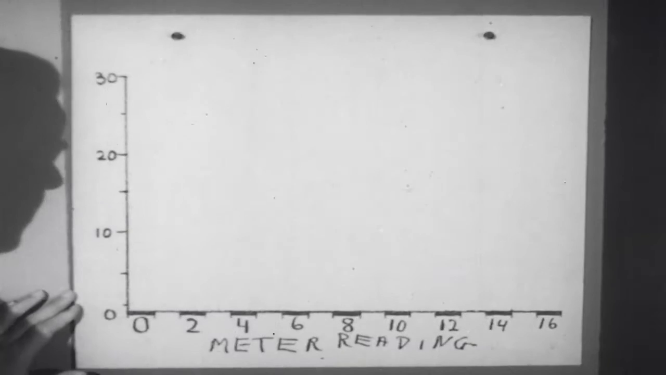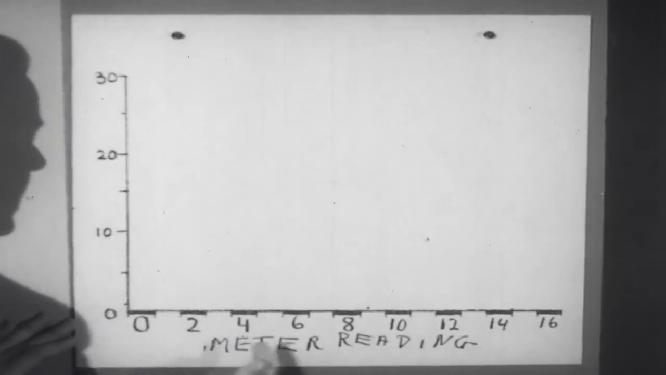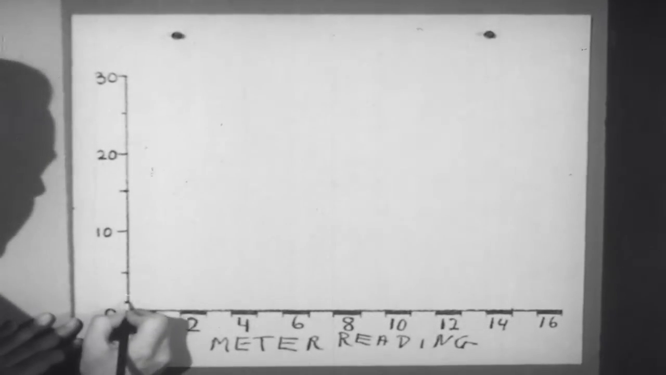There is only one way to get all black or all white. So these two meter readings are equally probable.